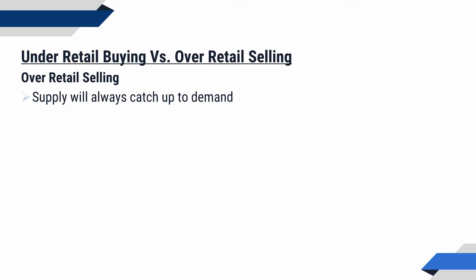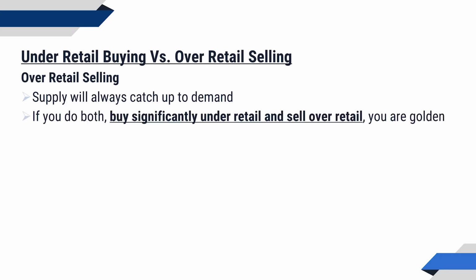Hey, I'm one of them. I have paid over retail because I didn't feel like messing with something right now. I know I overpaid, but I didn't have to run around to the stores. I had it on time, delivered to my door, nice and easy. Now, if you do both, buy significantly under retail and sell over retail, you're golden. You're doubling up. You're making lots of money, and that's what we should all be hoping for.